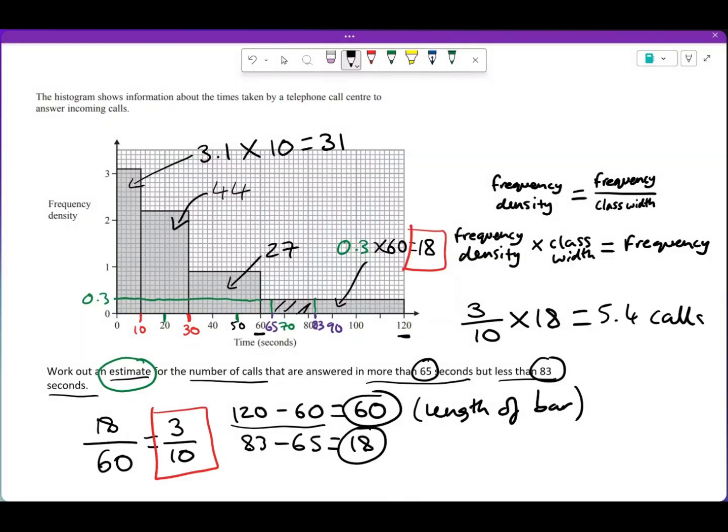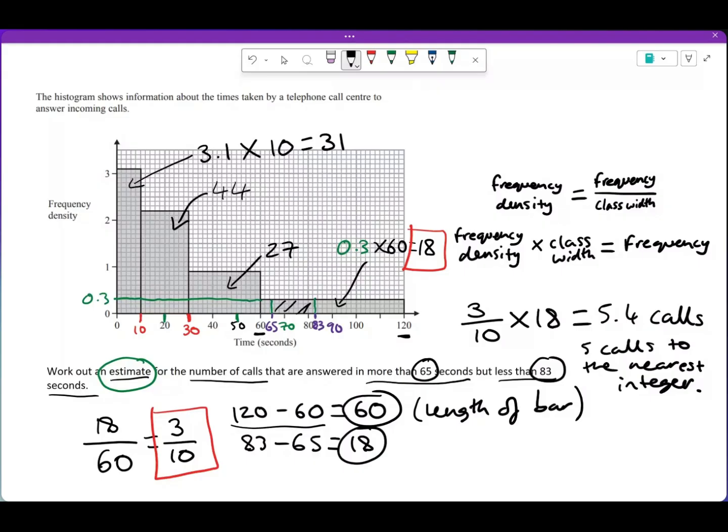Now you can leave your answer like that, but sometimes what people do is they round it to the nearest integer. So we would get 5 calls to the nearest integer because we can't have a fraction of a call.